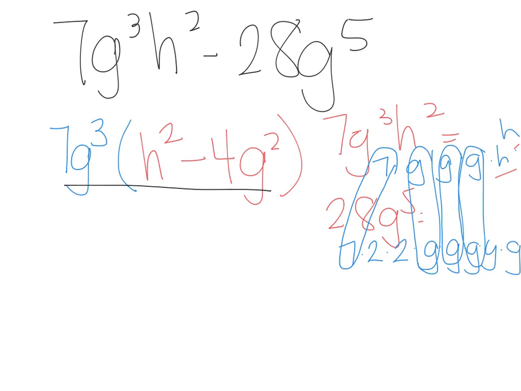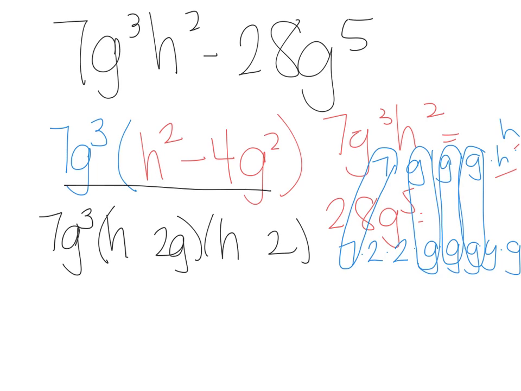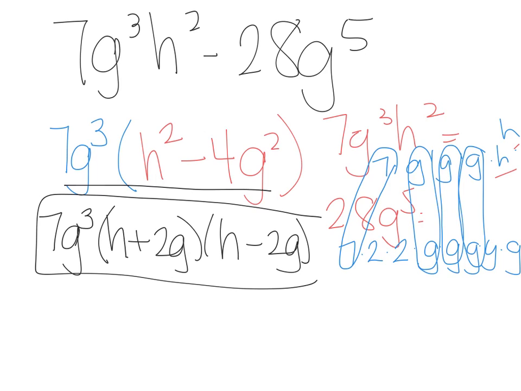Is it a difference of squares? Since there are 2 terms, it is a binomial. There's subtraction, so it's difference. And I can take the square root of h squared as well as 4g squared. So it is a difference of squares. I'm going to leave my GCF in the front, and then I'm going to separate this into 2 groups. I have h and h. Square root of 4g squared, 2g and 2g. Make 1 positive, 1 negative, and voila, I've got my answer.